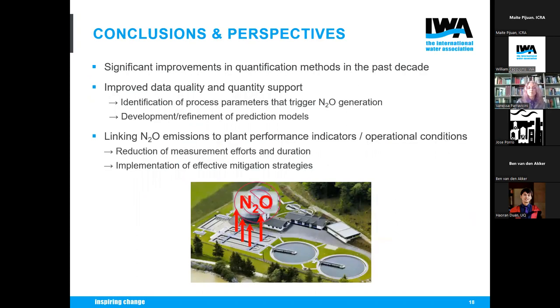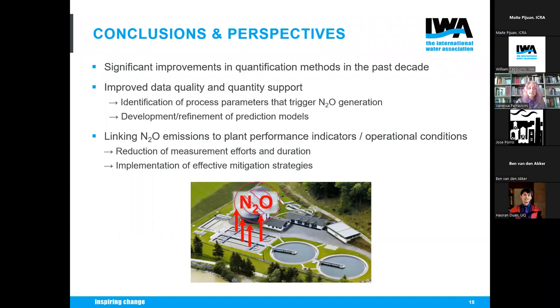So in conclusion, it can be said that significant improvements have been achieved in the quantification of N2O emissions at wastewater treatment plants in the past decade, proceeding from grab sampling to online monitoring, from short-term to long-term measurement campaigns, from process units to plant-wide quantification methodologies. However, quantifying N2O emissions still remains a challenging task due to the spatial and temporal variability of the emission patterns, which are strongly influenced by the environmental and process conditions. So in this context, a widely implemented measurement protocol would help improve the quality of the data generated in these campaigns, and the comparability of the results would also be easier. At the moment, this widely implemented measurement protocol is still lacking.